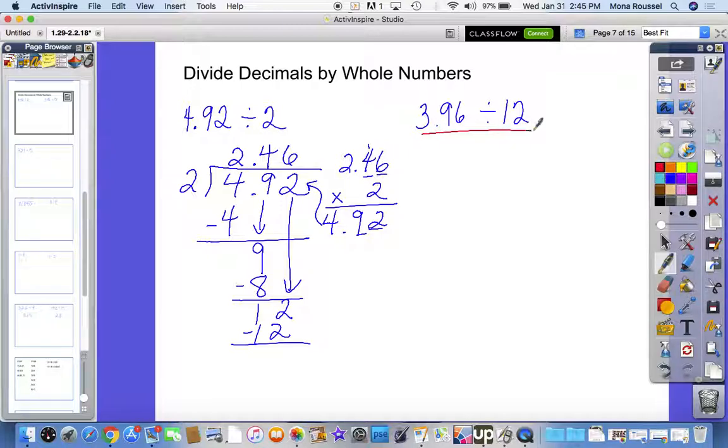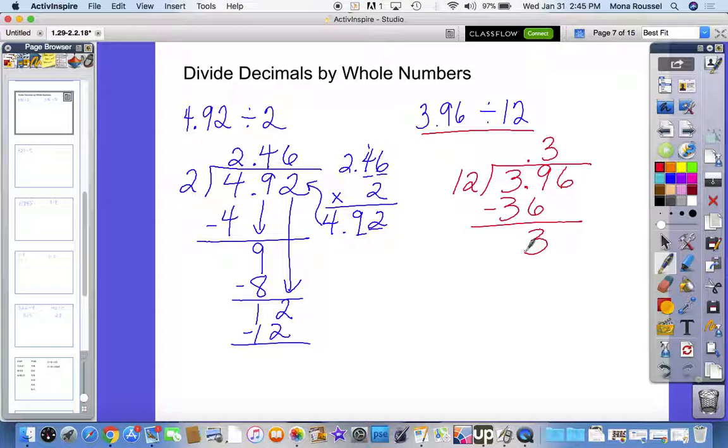This is 3 and 96/100ths divided by 12. We're dividing by 12, so 12 is the divisor. 3 and 96/100ths is the dividend. It goes inside the bracket. We bring the decimal point up, and now we're ready to divide. 12 does not go into 3, but 12 goes into 39 3 times. 3 times 12 is 36.